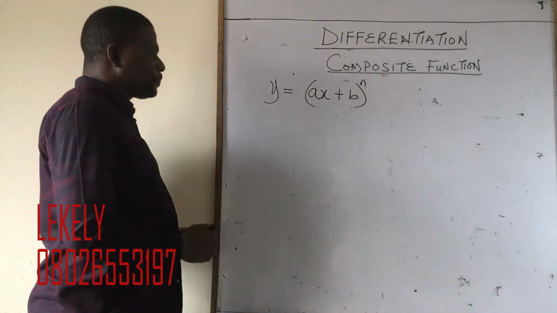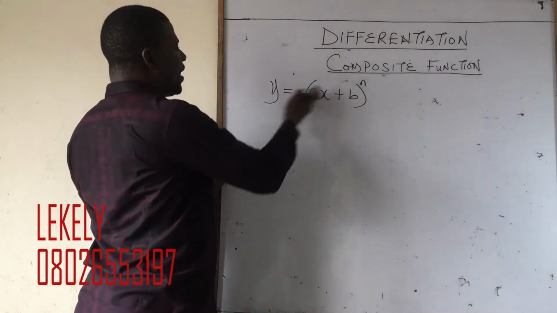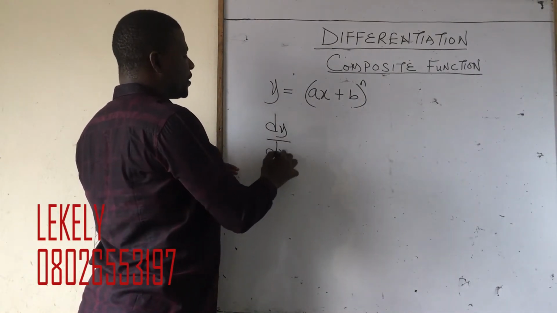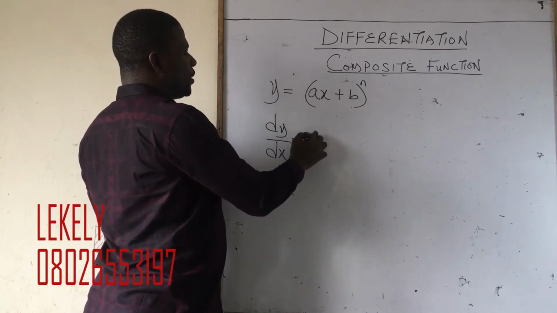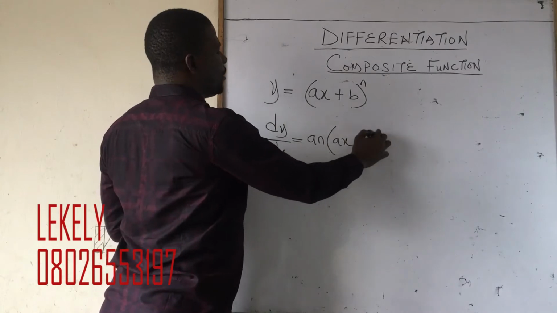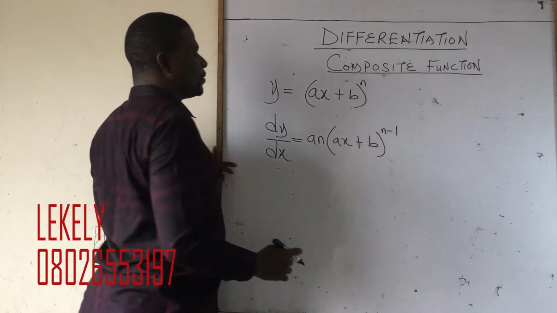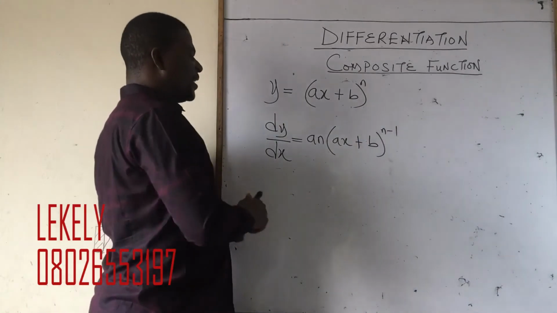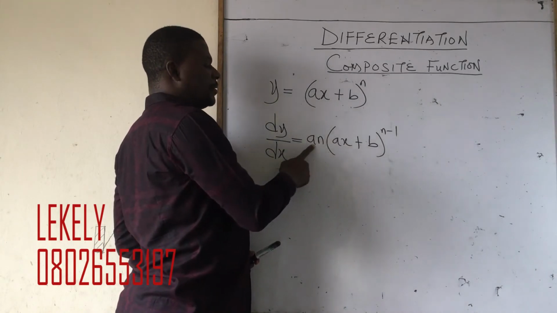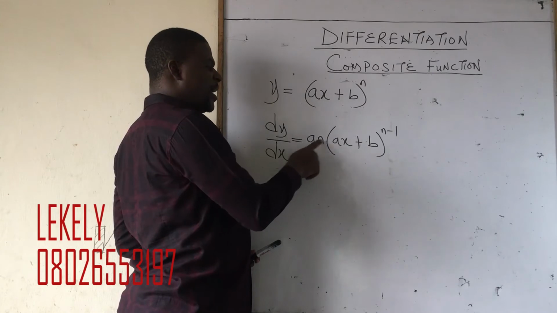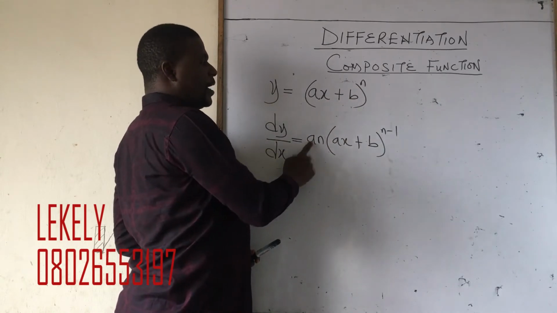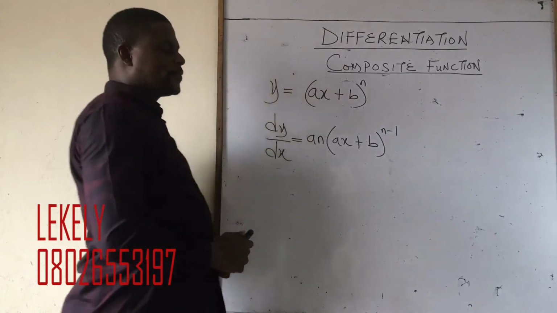And of course, the general rule is that if I want to find the dy/dx of this, it is going to be an, then (ax plus b) raised to power n minus 1. Now what this is saying is that I'll differentiate this ax and then bring the a out, then use the n to multiply, and then minus 1 from the n.